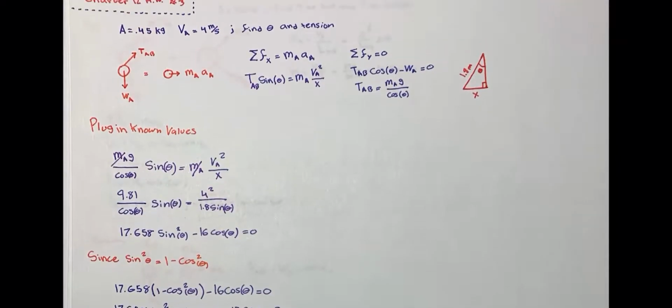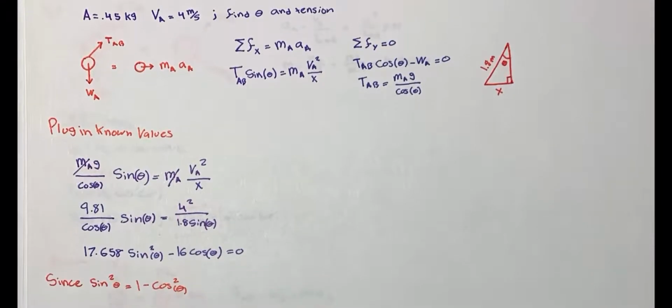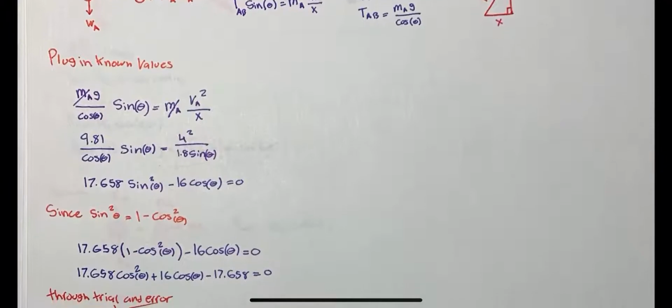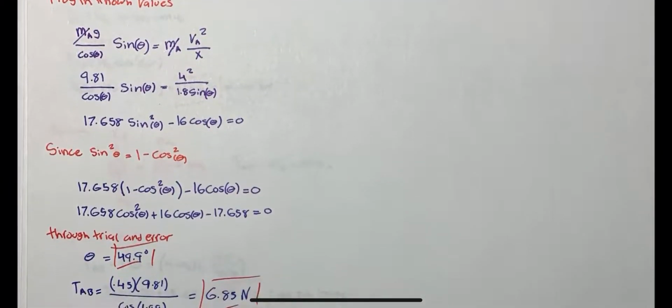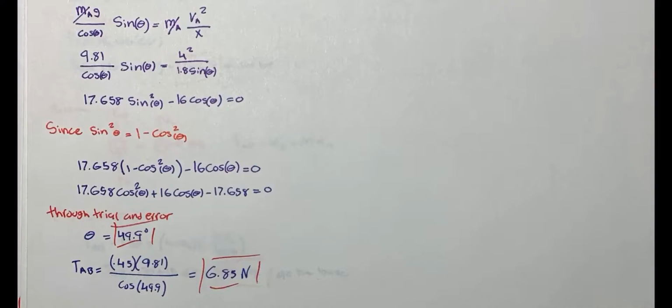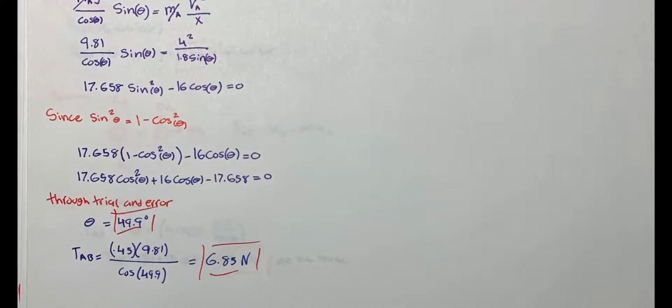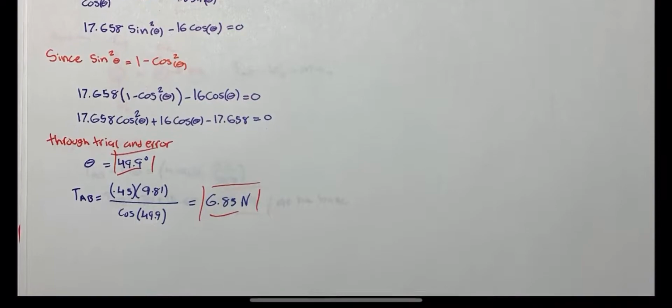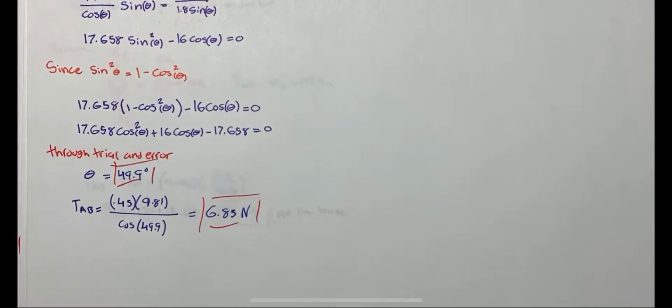And then we can solve for x on this triangle using trigonometry. And then we just combine those two equations, and it'll simplify down to 17.658 sine squared theta minus 16 cosine theta is equal to 0. And since we know that sine squared theta is equal to 1 minus cosine squared theta, we can simplify it even further. And then from here, through trial and error, I wasn't sure exactly of a better way to do it, I was able to get about 50 degrees.